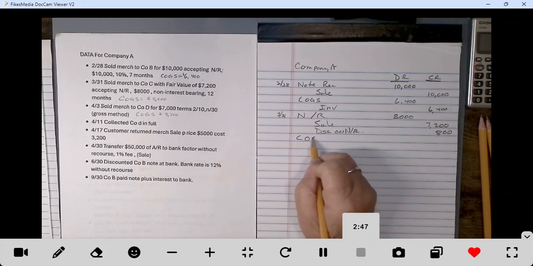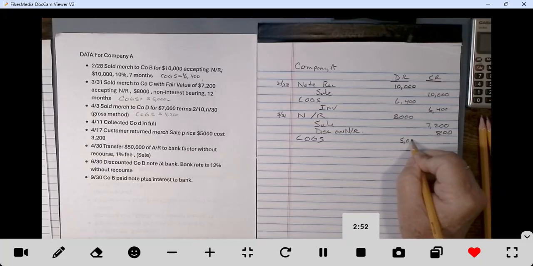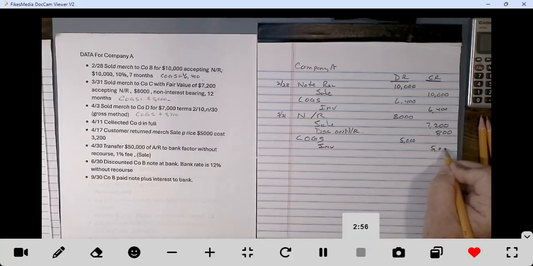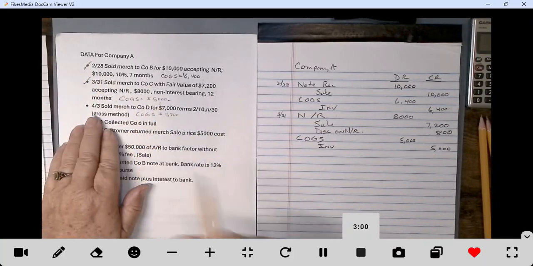Cost of goods sold, 5,000. Inventory, 5,000. Okay, so that's that journal entry.